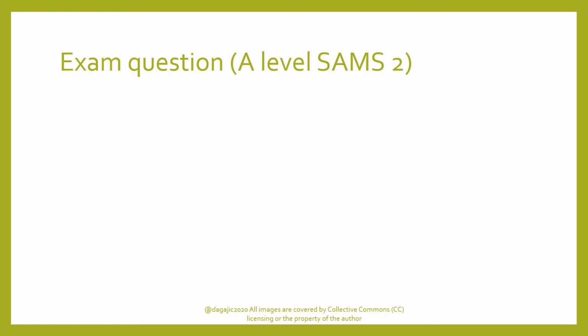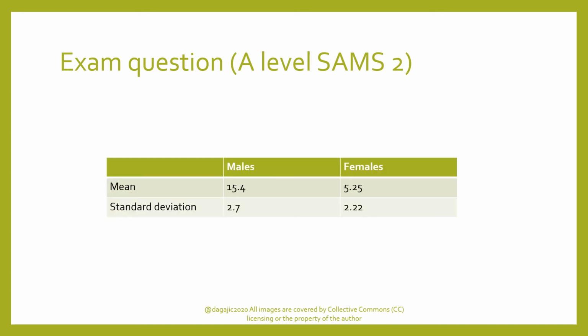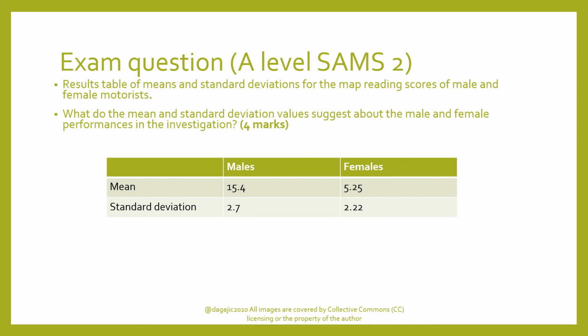Okay, let's have a look at an exam question. This was from the A-level specimen assessment materials. That's what SAM stands for. So we've got a question with a stem. So the results table of means and standard deviations for the map reading scores of male and female motorists. So what do the mean and standard deviation values suggest about male and female performances in this investigation? It's 4 marks, so 2 for each bit, 2 for talking about the means, 2 for talking about the standard deviations. Remember, this is an AO2, an assessment objective 2 question, so you need to refer to that stem.